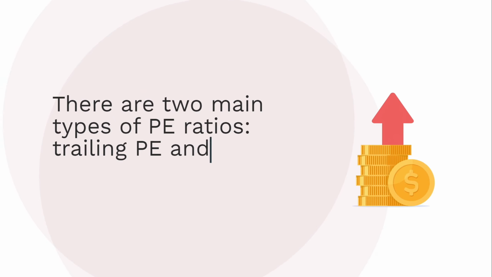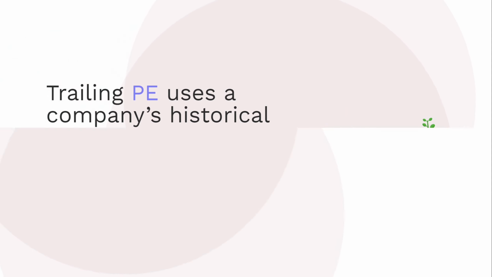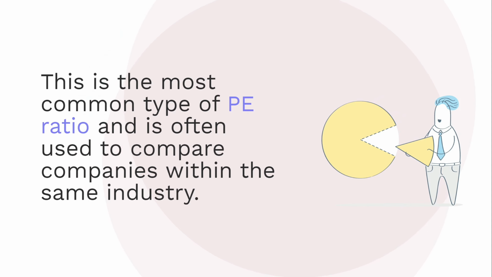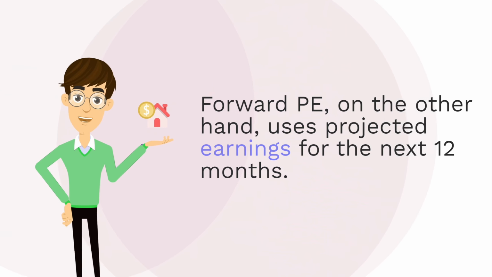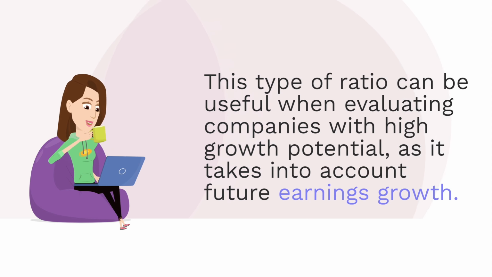There are two main types of P/E ratios, trailing P/E and forward P/E. Trailing P/E uses a company's historical earnings from the past 12 months to calculate the ratio. This is the most common type of P/E ratio and is often used to compare companies within the same industry. Forward P/E, on the other hand, uses projected earnings for the next 12 months. This type of ratio can be useful when evaluating companies with high growth potential, as it takes into account future earnings growth.